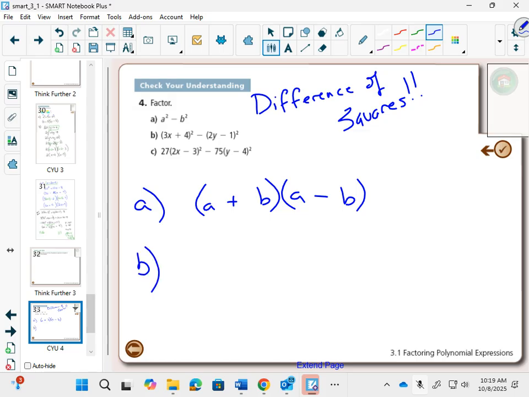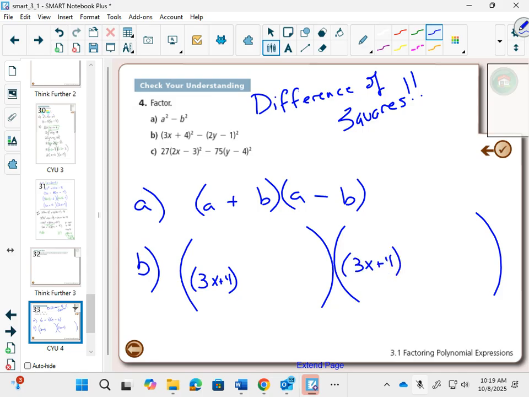So in B, do I have something squared minus something squared? Yes. I'm going to make a big set of brackets. What's the first thing that's squared? It's a 3x plus 4, and I'm going to keep it in a little set of brackets because it's more than one thing. What's the second thing squared? It's a 2y minus 1. I'm going to put that in brackets. 2y minus 1 and 2y minus 1.